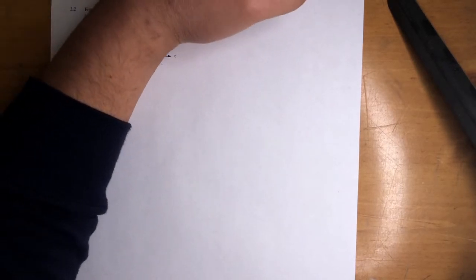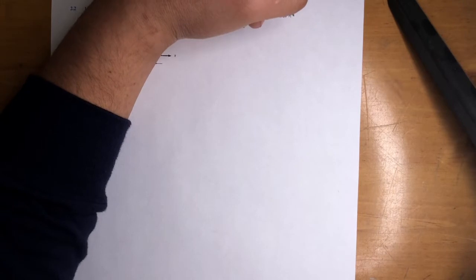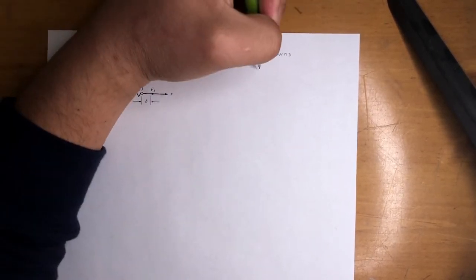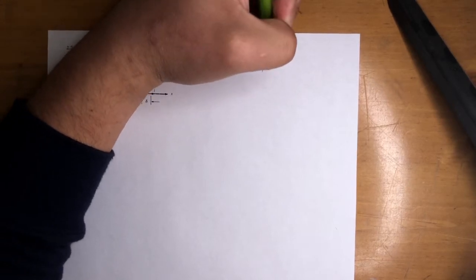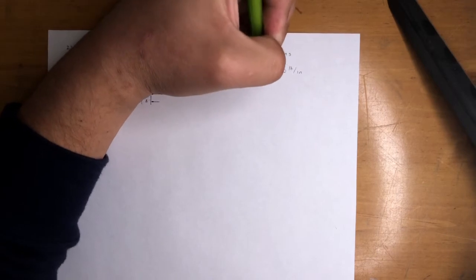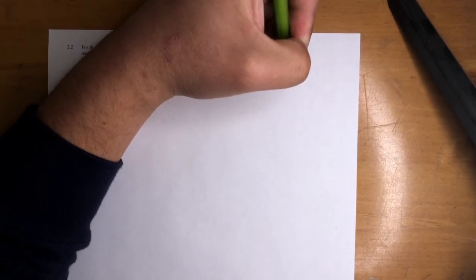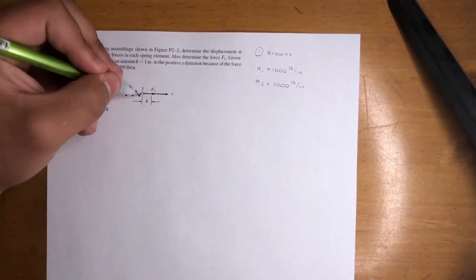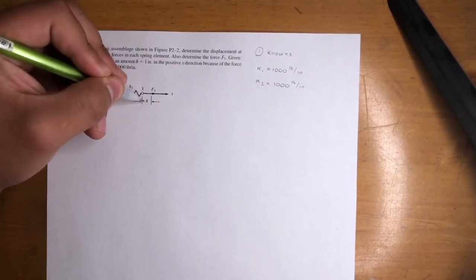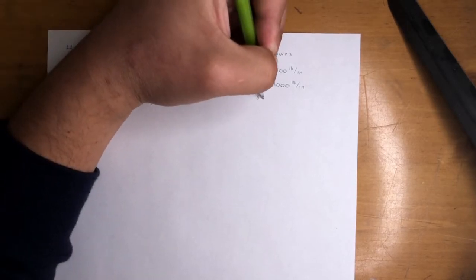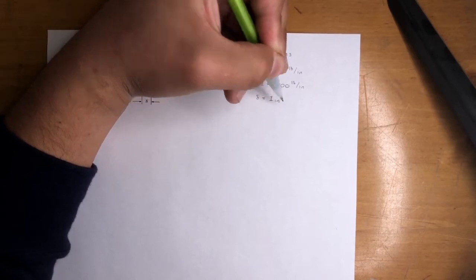All right, so first thing, let's start with the knowns. This problem is going to be easier because they give us numbers. K1 and K2, that is 1,000. So let me write 1,000 pound per inch. K2 is equal to 1,000 pound per inch. And delta. Once you pull with that force, it's going to move 1 inch, right? Delta is equal to 1 inch.